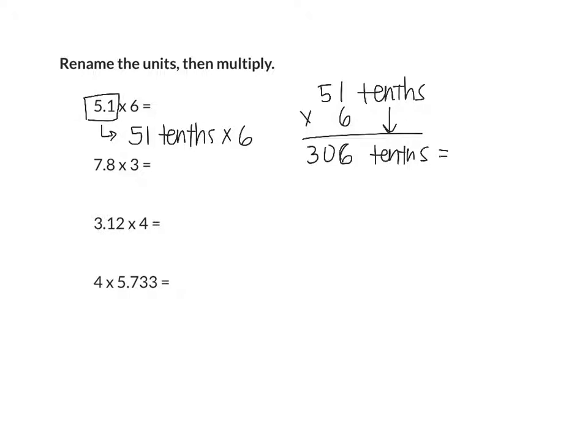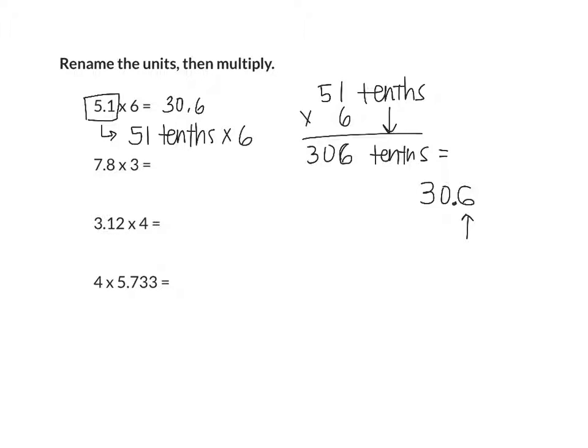So in unit form, my answer is 306 tenths. How can I write that in standard form? Well, I know that I have 306, and I want my rightmost place value to be in the tenths. In order to make that happen, I have to put the decimal point there. So my final answer, 5.1 times 6, is 30.6.